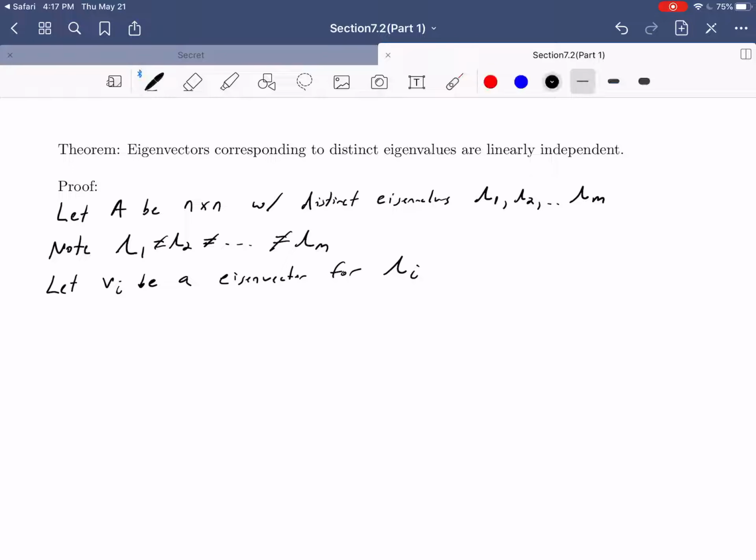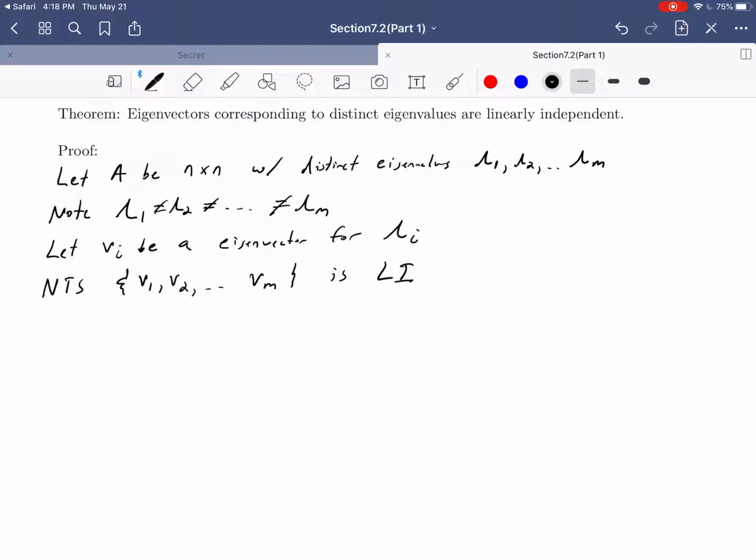So what we need to show is that v1, v2, down to vm is linearly independent. All right, so to do this, we're going to do a proof by induction based on how many eigenvectors we actually have.